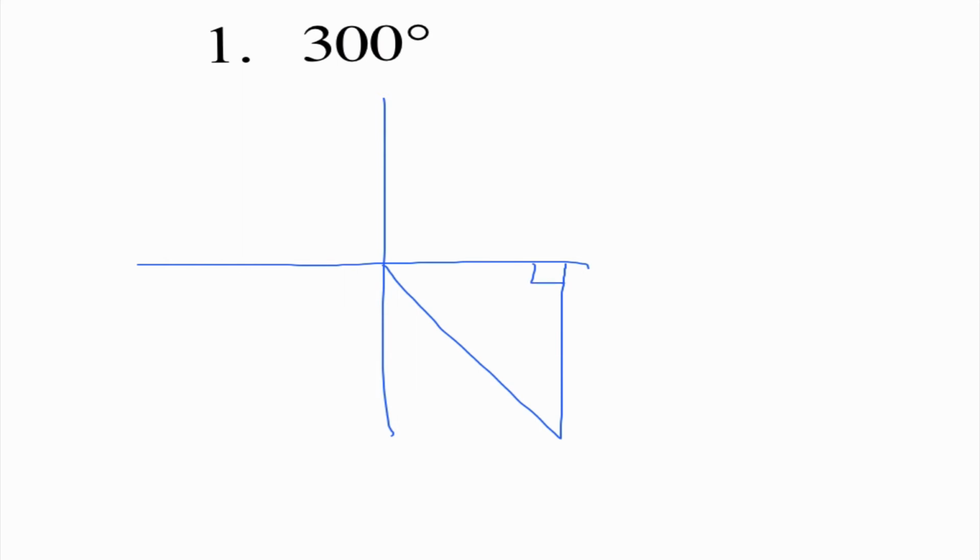Okay, so I'm going to draw a triangle in quadrant 4. And I know that if all of this is 300 degrees, I need to figure out how far away this angle here is from the closest x-axis, which in this case would be 360 degrees. So we're going to say that that is 60 degrees because I know that 300 plus 60 equals 360. So that's all it's asking us to do.